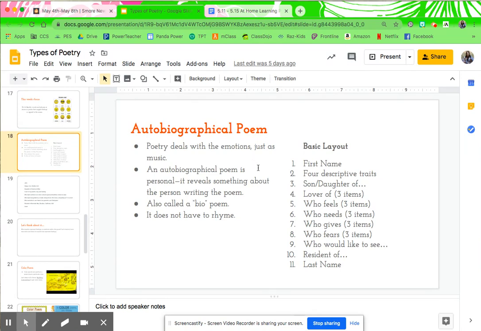An autobiographical poem is personal. It reveals something about the person writing the poem. It is also called a bio poem, and it does not have to rhyme. The basic layout starts with the first name, then 4 descriptive traits, who you are the son or daughter of, what you love, you're a lover of what, a person who feels, what are 3 things you feel, 3 things that you need, 3 things you give, 3 fears you have, and who you would like to see. A resident of, and here the word resident means where you live or where you're from. And then lastly, your last name.